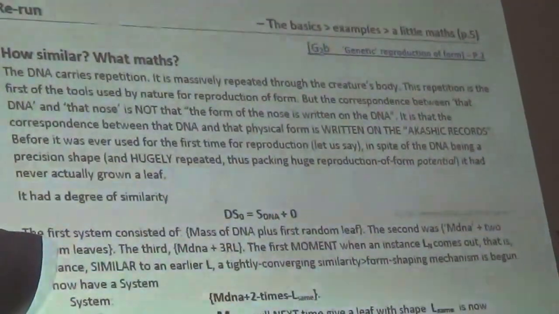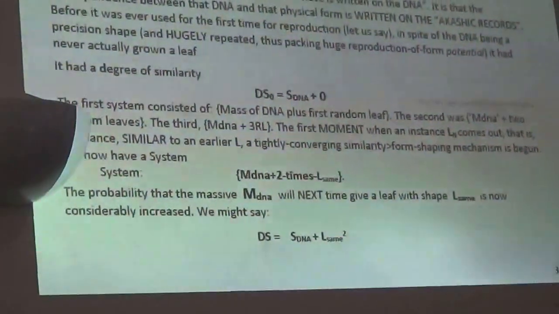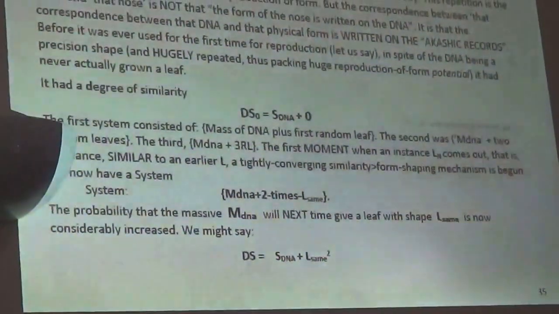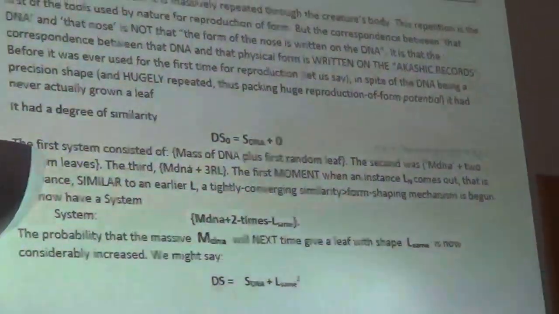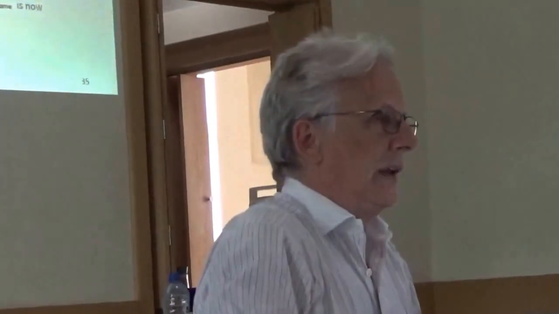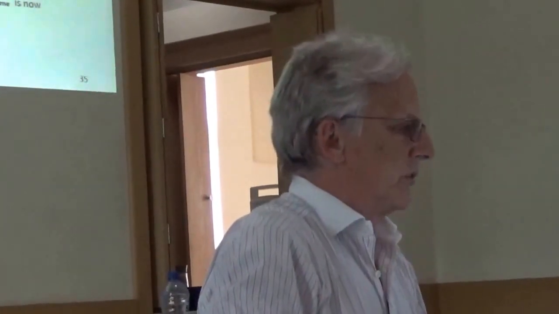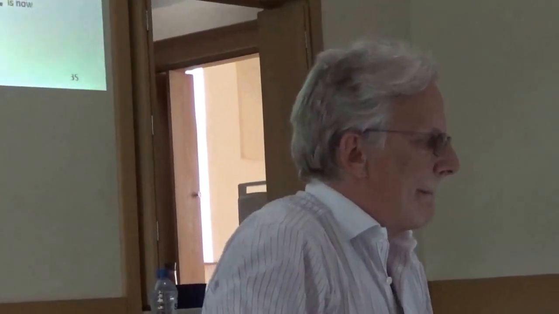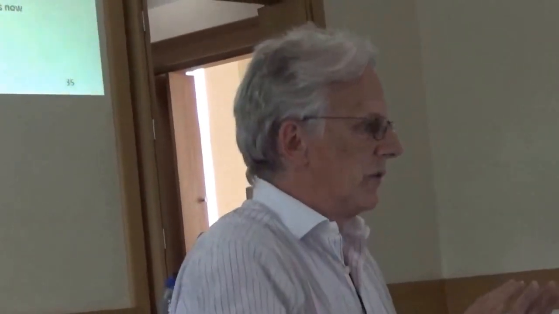But the correspondence between that DNA and that nose, those eyes, is not that the form of the nose is written on the DNA. It's that the correspondence between that DNA and that physical form has happened before and therefore happens again. You could say it's written on the Akashic Records. It's a fact which by resonance will be repeated. Before that particular DNA was ever used for the first time for reproduction, it's the imaginary event of the DNA already existing and never having reproduced.